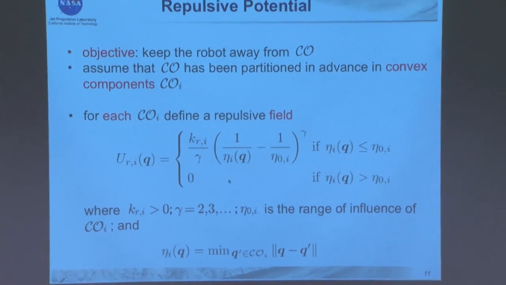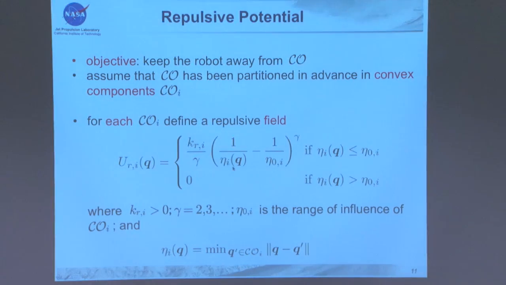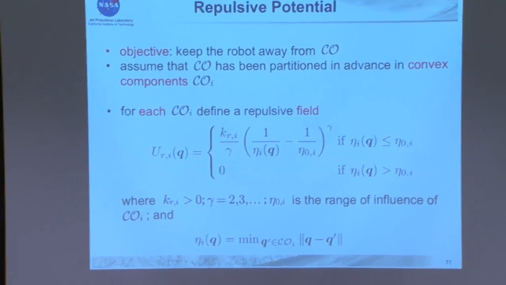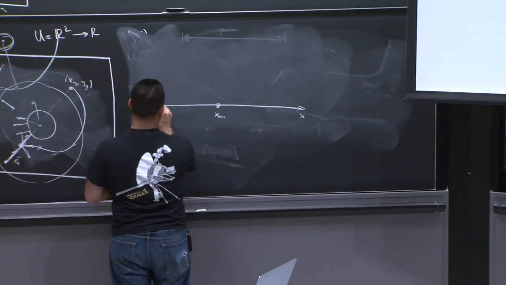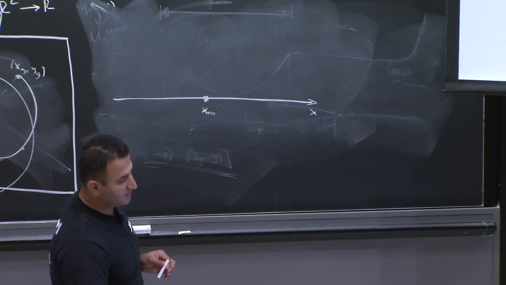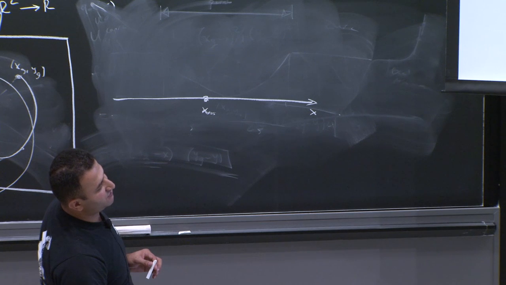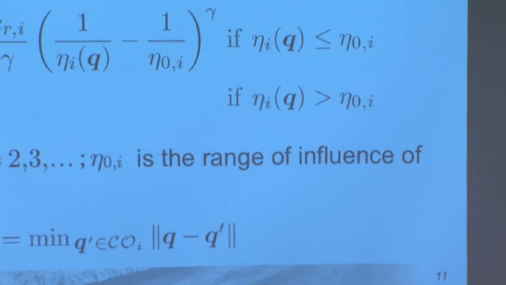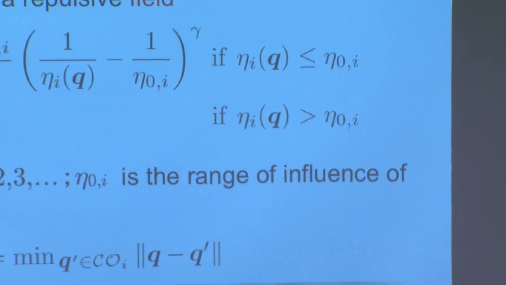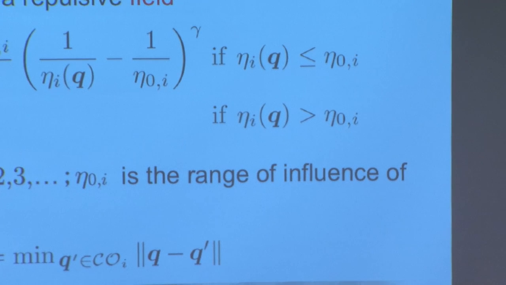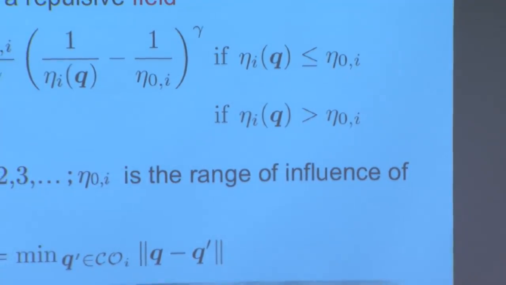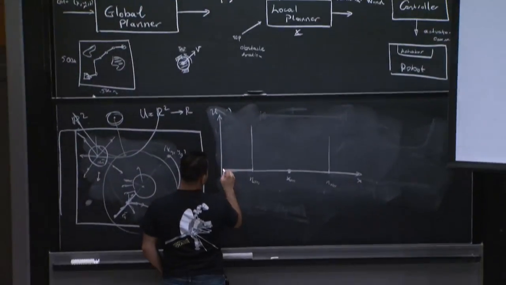And here, this nu, this is the distance to the obstacle. Let me explain with one D as well. Let's say you have a one-dimensional space X, and you have a tiny obstacle here. What this expression says is, if your distance to the obstacle is larger than some value, it's zero. Let's say we have this value here. And this is the potential. So it is zero in this area.